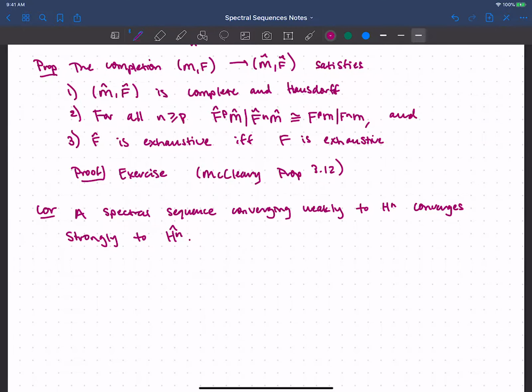Okay, so what is weak convergence really going to give us? It's going to say there are more problems to solve than just the extension problems, going from these filtration quotients back to the thing that you filtered.